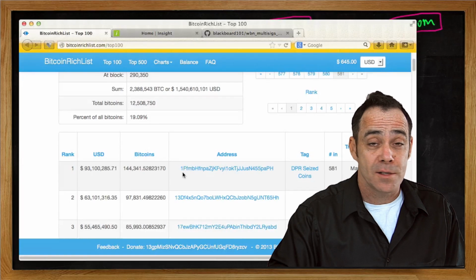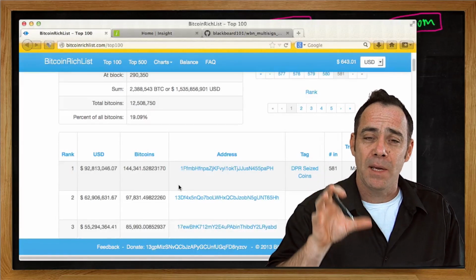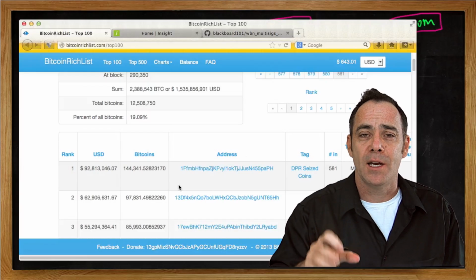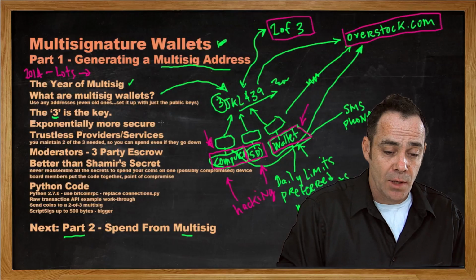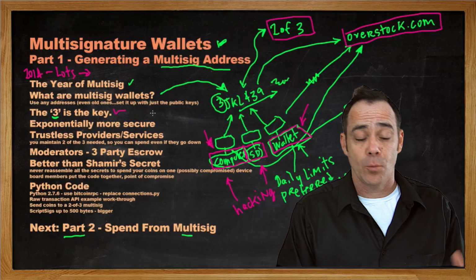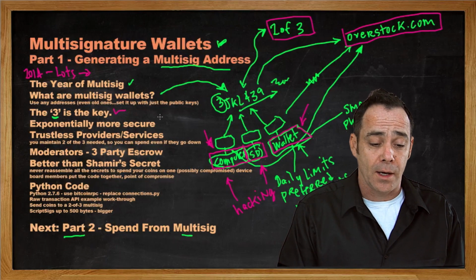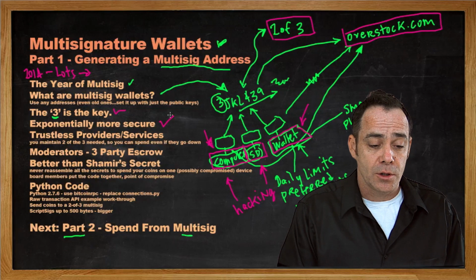Okay, the 1 means insecure, where 3 means added level of security. It means those addresses were created using multi-sig. So yes, 3 is the key. You won't have a multi-sig address that won't start with a 3, just like you won't have a regular address that won't start with a 1. And it's exponentially more secure.